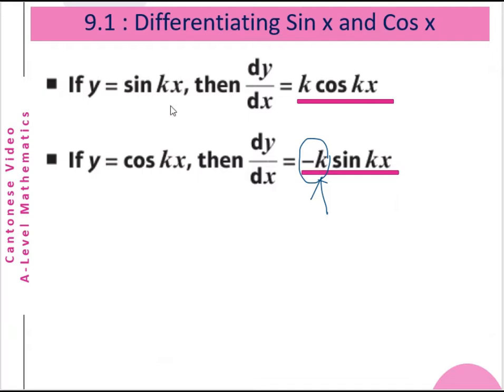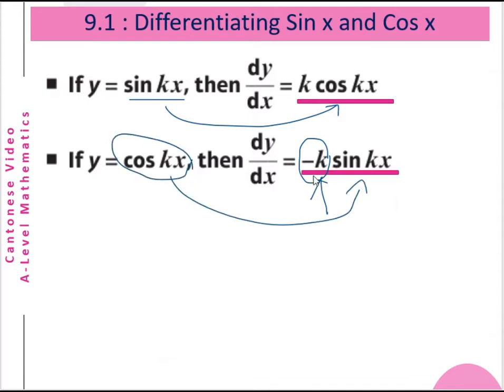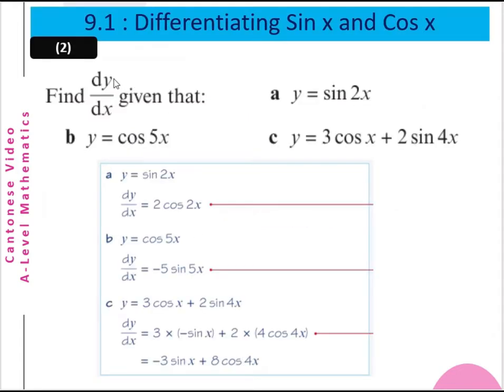sin kx. That means from sin derivative, we get cosine, and from cosine derivative, we get minus sin. Remember this minus sin here. Example 2, we find the derivative given that part A, y equals sin 2x. If y equals sin 2x, dy by dx is 2 cosine 2x, because sin 2x differentiates to cosine 2x, and you have 2 here, 2 is the k value. You substitute in here, so you get dy by dx is equal to 2 cosine 2x.